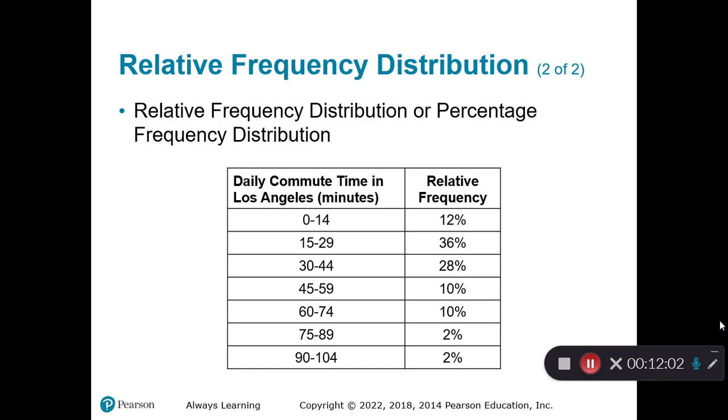Here's a table that looks very similar to the original frequency distribution. You see that the first column is exactly the same with our classes, but in our second column, instead of having the frequencies or the counts, we have relative frequencies. So again, the 12% was calculated because that frequency was 6 for the first class, and the sum of all the frequencies was 50. So 6 out of 50 as a decimal is 0.12, and 0.12 written in percentage form is 12%.